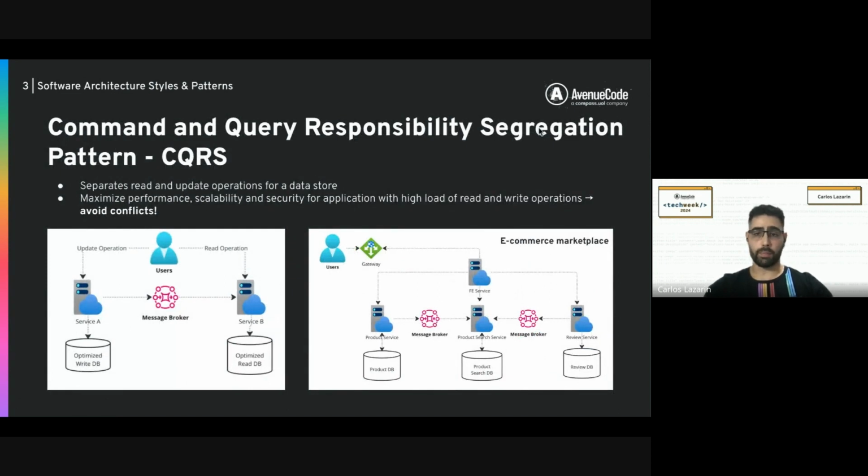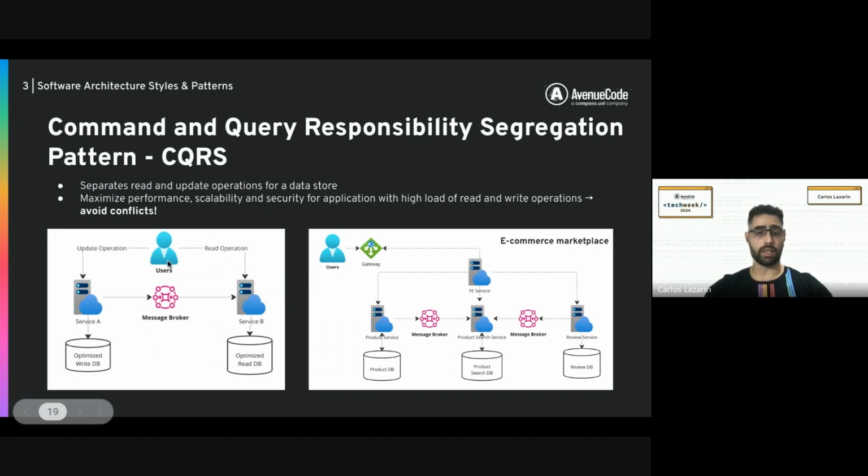And we have another pattern that's called the Command Query Responsibility Segregation pattern. That's a pretty long name, CQRS. This is about having different models for writing and reading, right? So let's try to avoid conflicts, because those operations can conflict with each other and reduce the speed of our database or our operations, right?